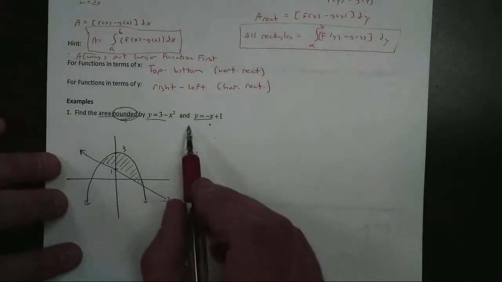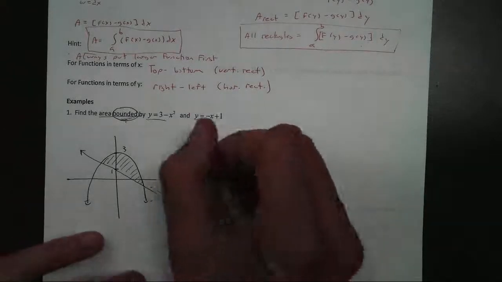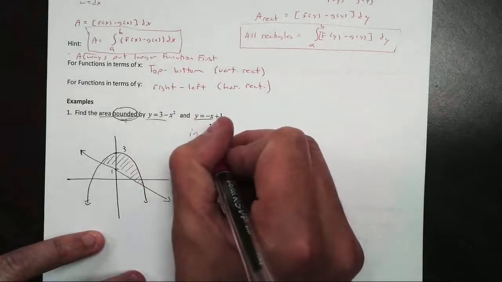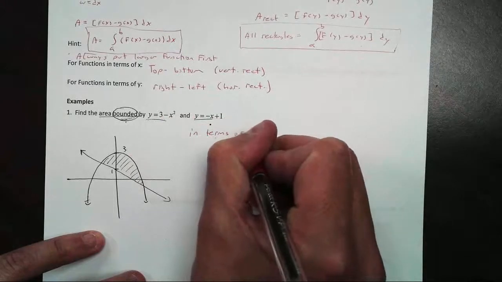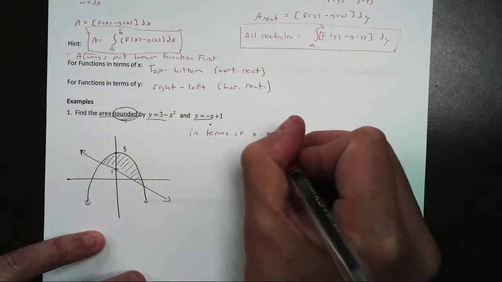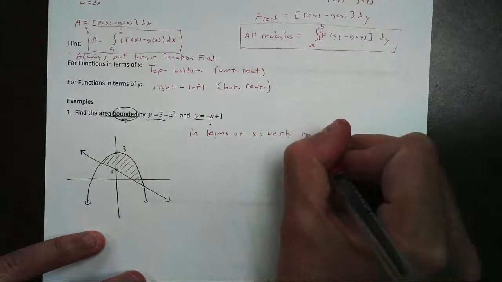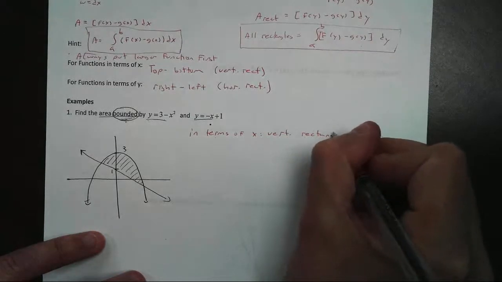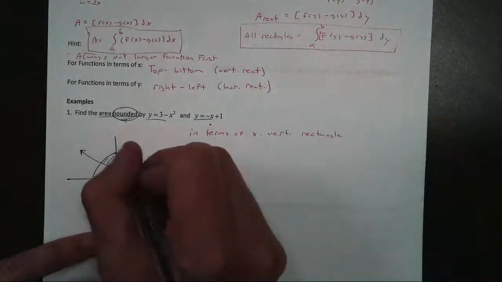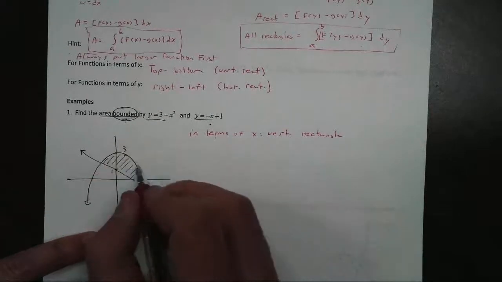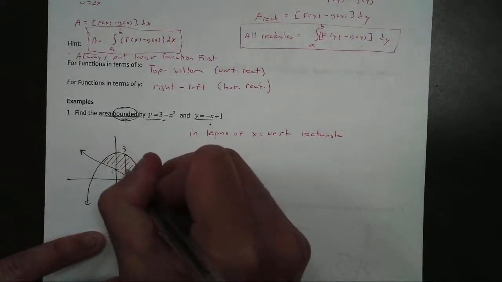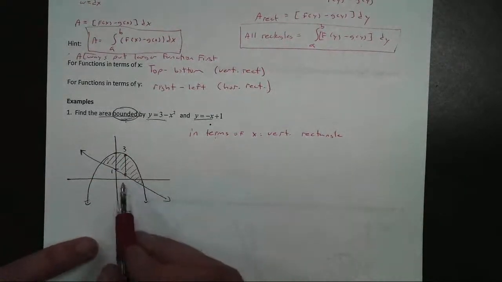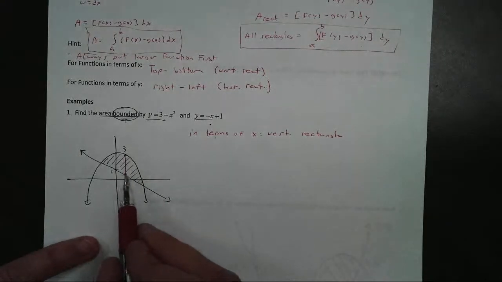Now, my functions are in terms of x, and because of that, I want a vertical rectangle. So if I'm looking for that area, my rectangle is going to be vertical, from the top of the function to the bottom of my function. Notice, I don't cross the x-axis, I stop at the function itself.